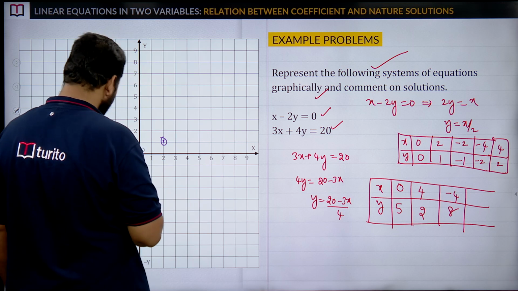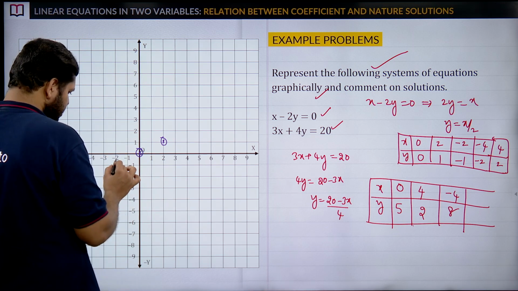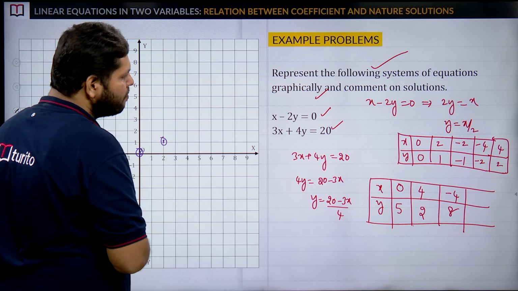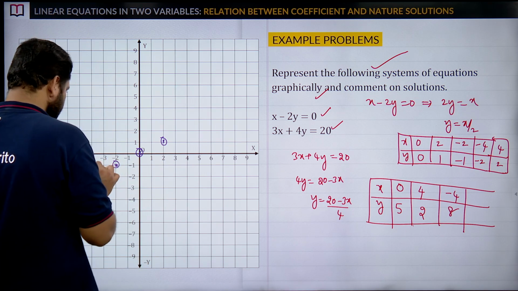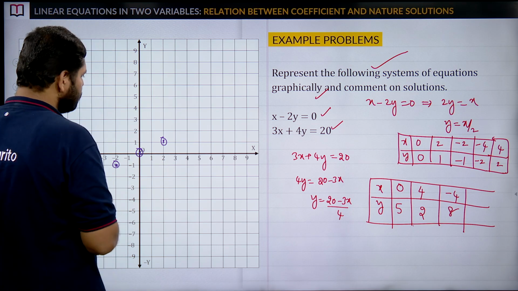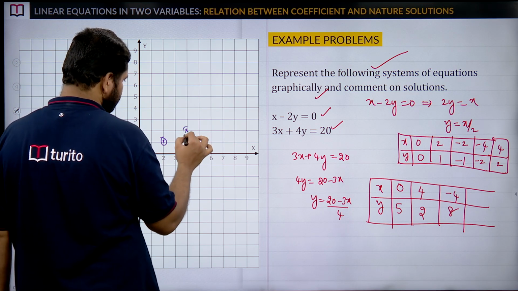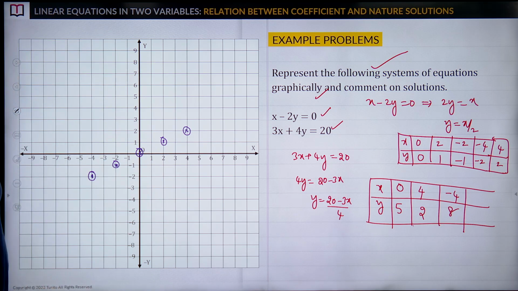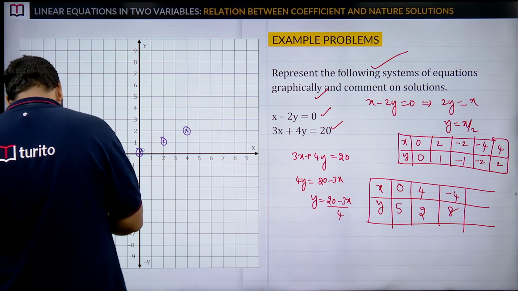Next point minus 2 comma minus 1. So it is minus 2 and minus 1. And next point minus 4 and minus 2. Minus 4 and minus 2. Next point 4 comma 2. So this is a 4 comma 2. Clear, children? Then children, join all the points with a straight line.